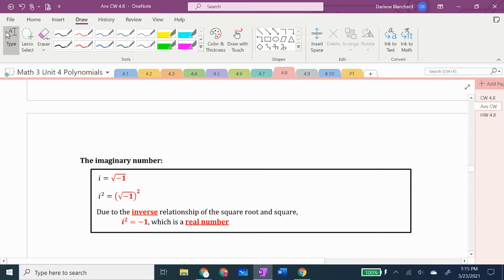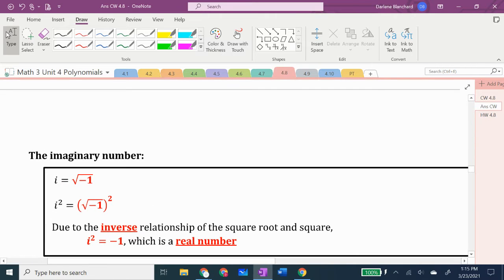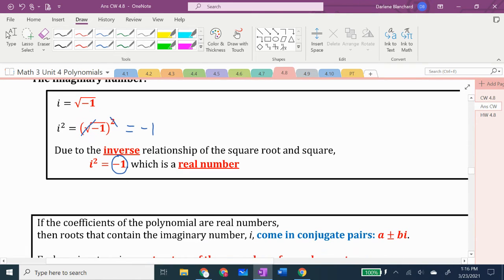Okay, next, let's make sure that you're aware of the fact that when you square the imaginary number, you are actually undoing the square root. And that is going to leave you with the negative 1 under that root. And the interesting thing is that that's actually a real number. You're going to be using this in just a little bit.